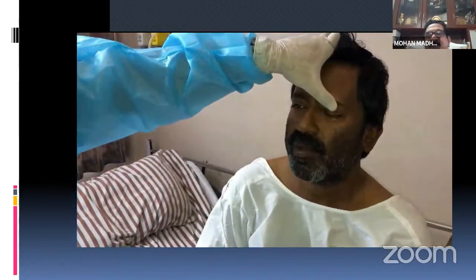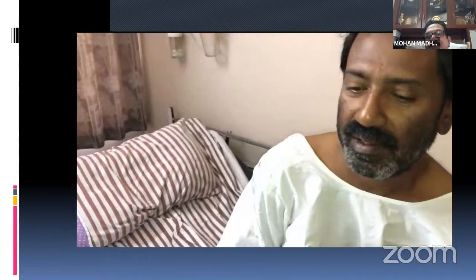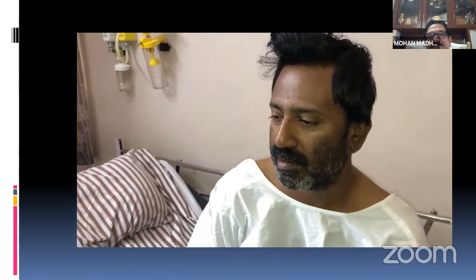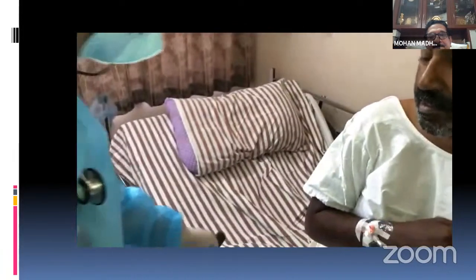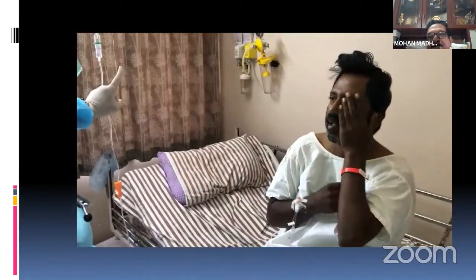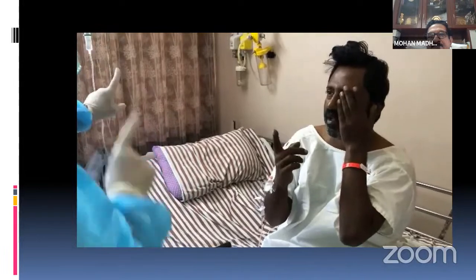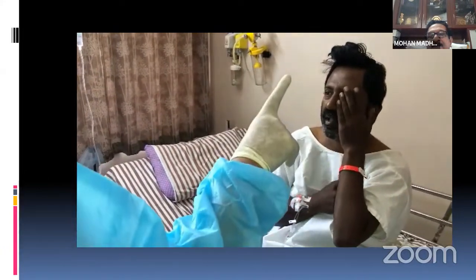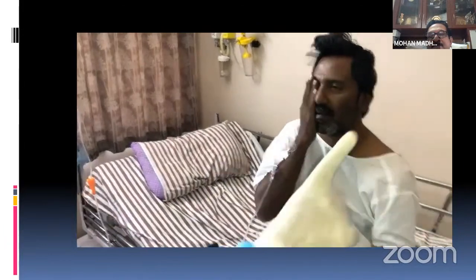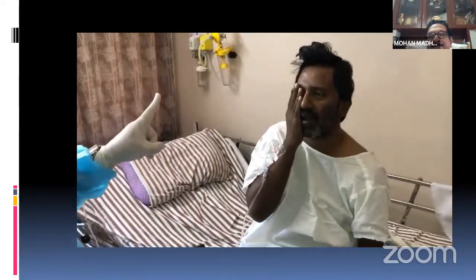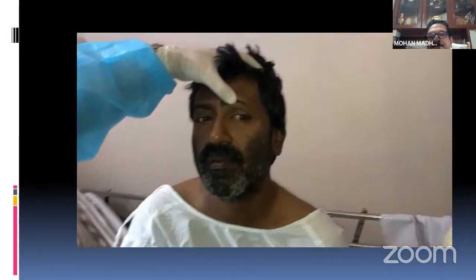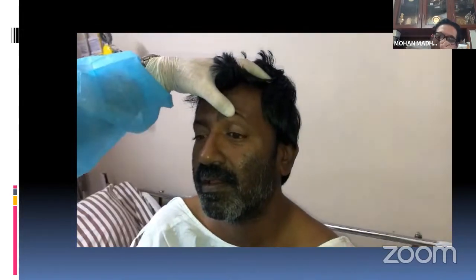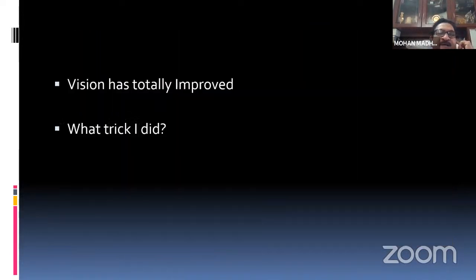His blindness has recovered. He counts the fingers. He is able to see the picture, and he is able to read the newspaper also. So his vision has totally improved.